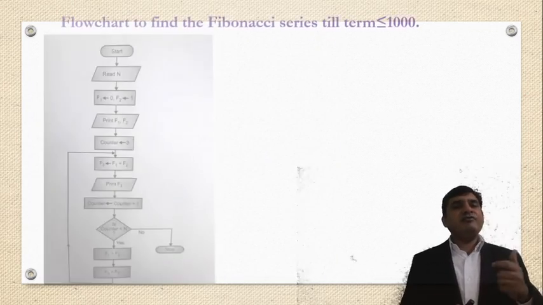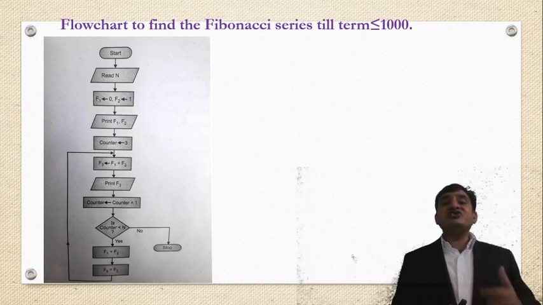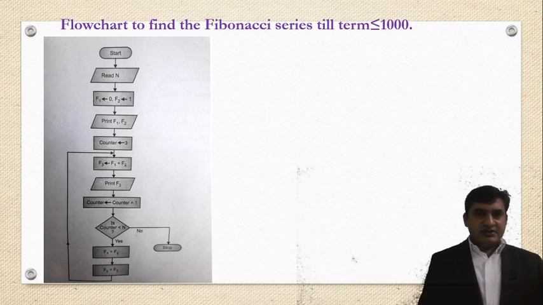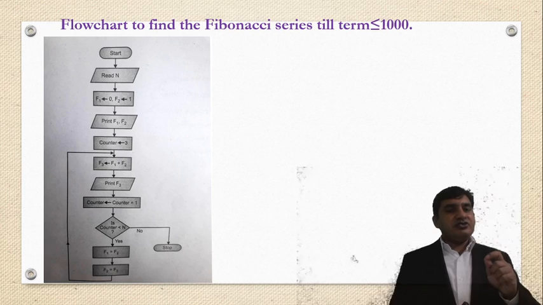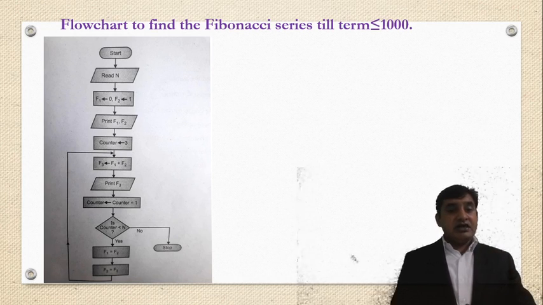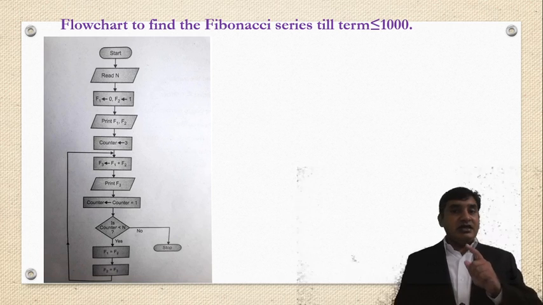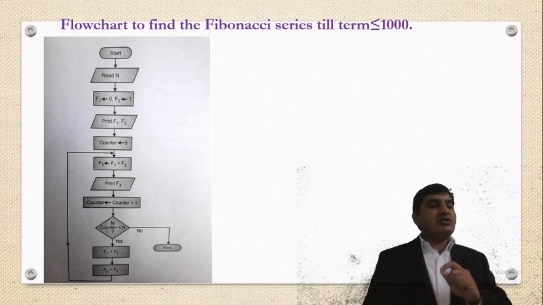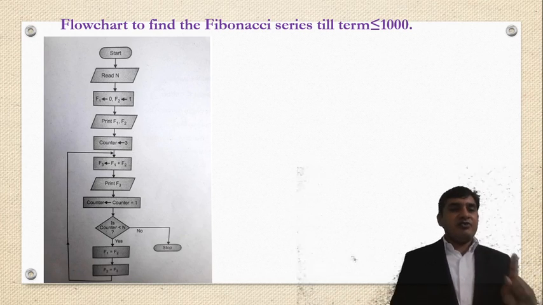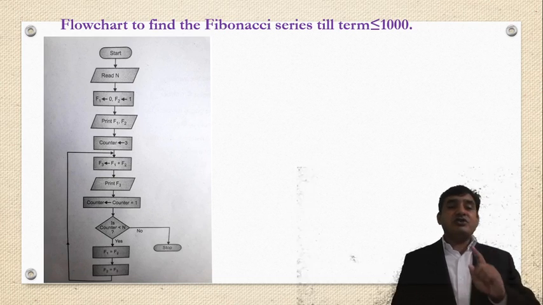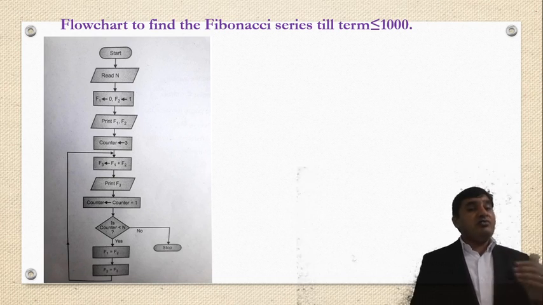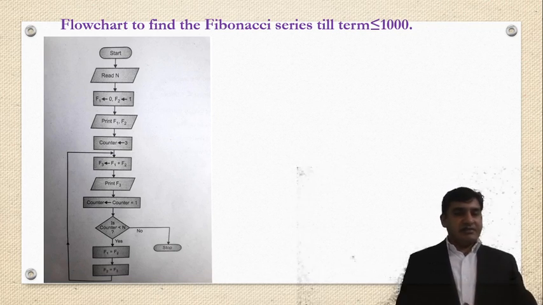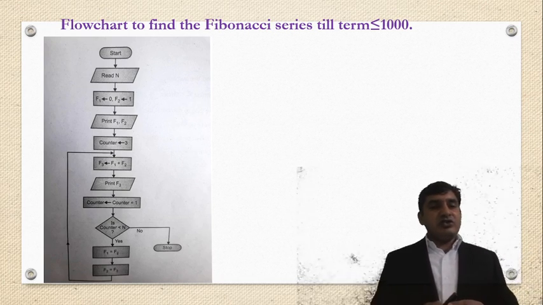Next, a flowchart to find the Fibonacci series till the term is less than or equal to 1000. First, start. Then read n. Here n is 1000. Now f1 is equal to 0, the first term of the Fibonacci series. f2 is equal to 1, the second term. Print f1 and f2. Now counter is equal to 3.